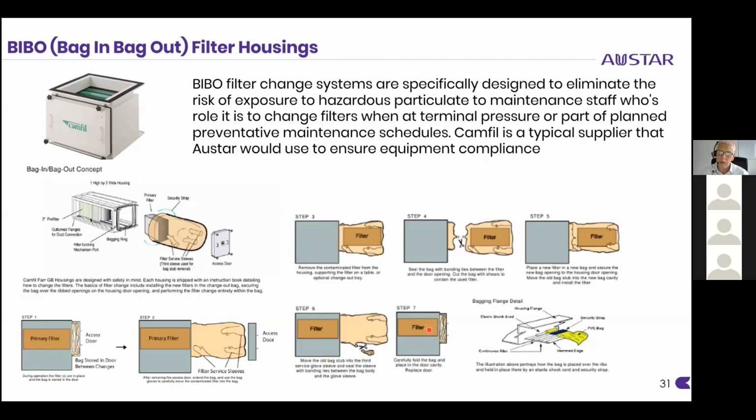So that filter, which could have contamination on it, can never be exposed to the maintenance staff, or in fact the people who are responsible for disposal, for incineration, etc. And we must also remember that when it goes outside of the manufacturing facility, it's protected and not contaminating the environment.